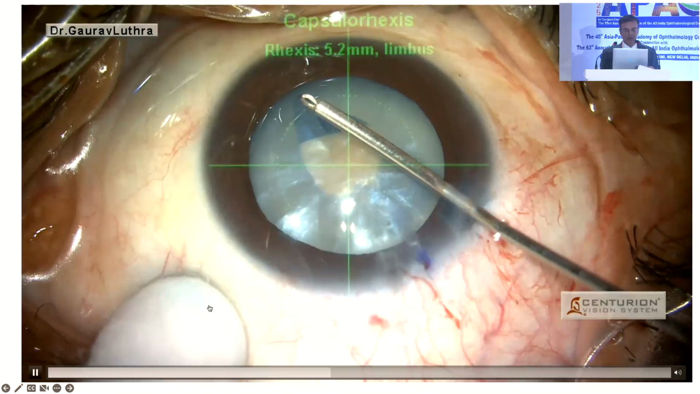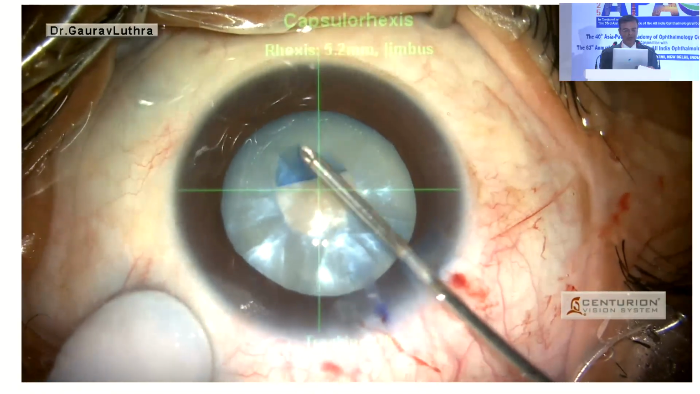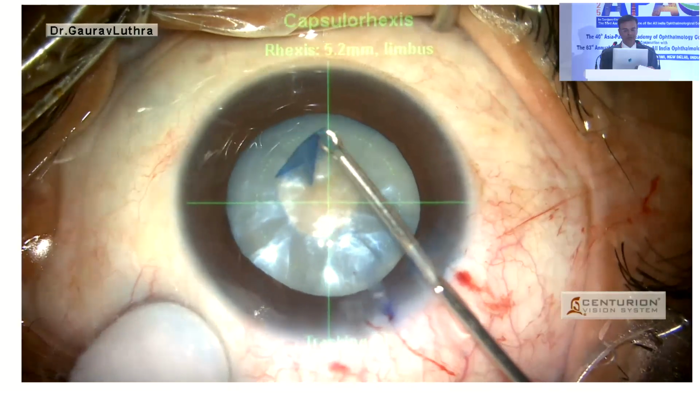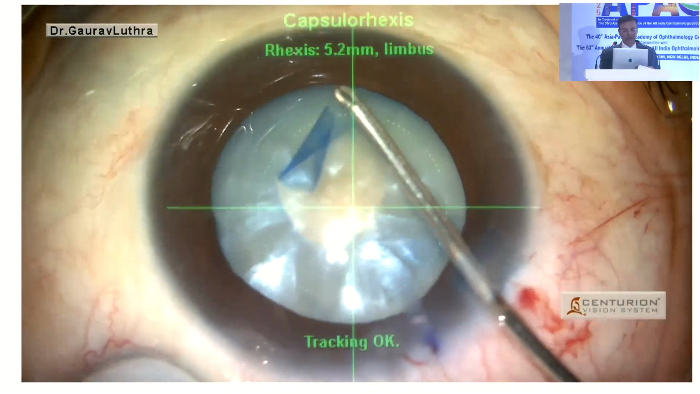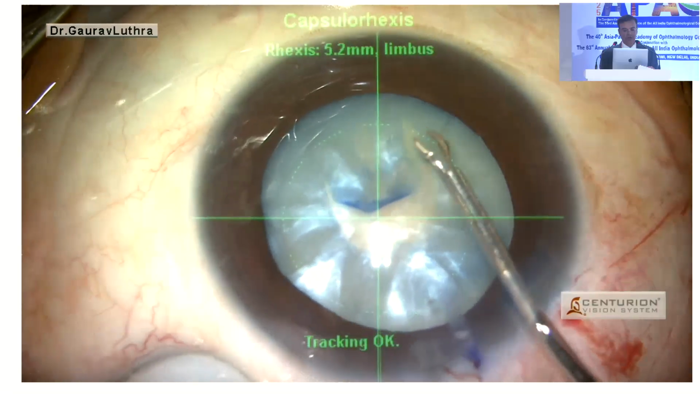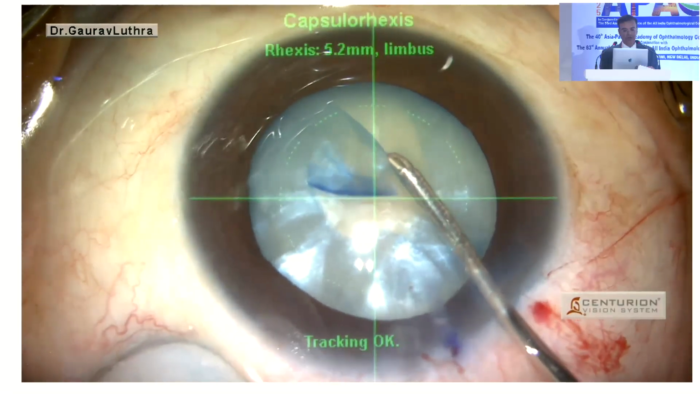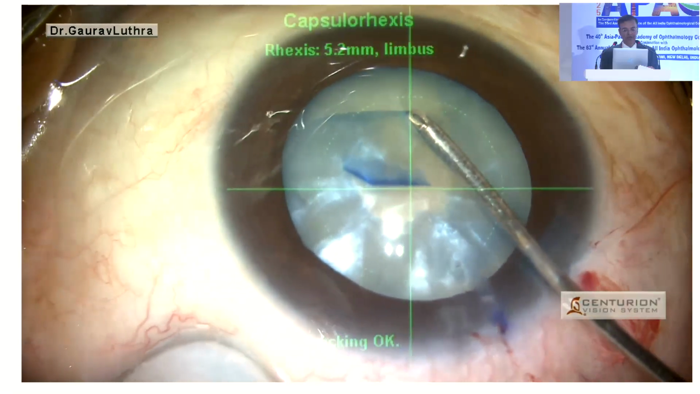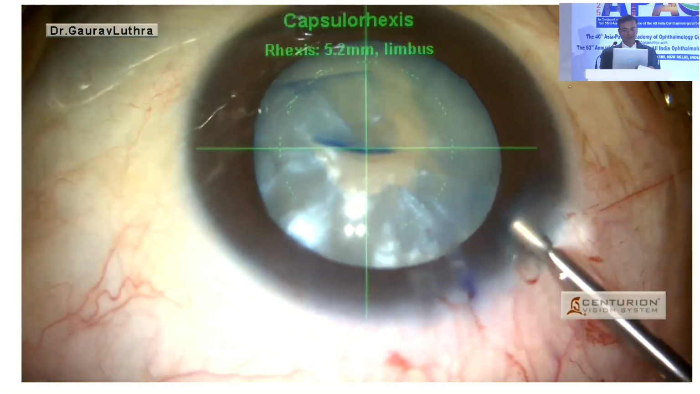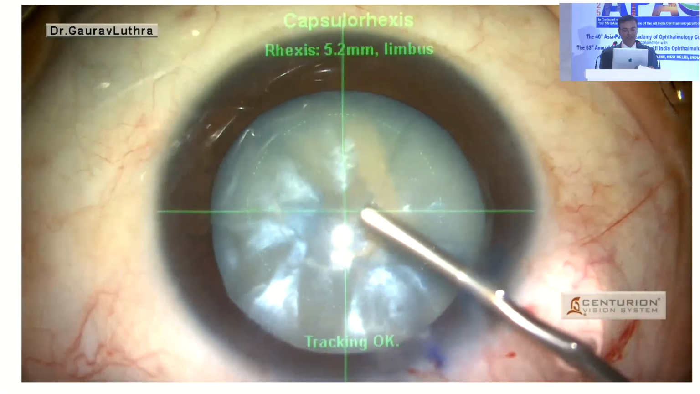I'm just going to try and go around it. So oval rhexis around that. See, I'm going from both sides now because I don't want to have a break. And then I'm just trying to go all around it. And see, I'm making a mistake. I'll probably need the Brian Little's maneuver over here, because it is still intumescent even after decompression in the periphery.